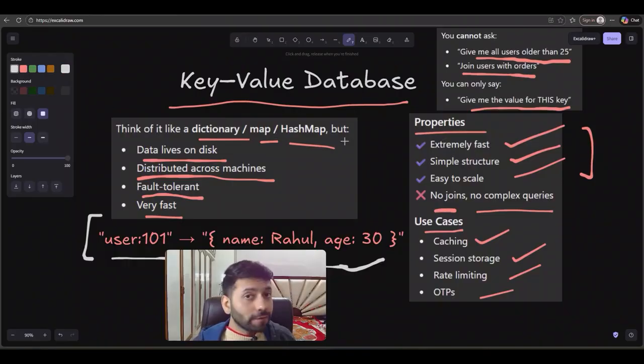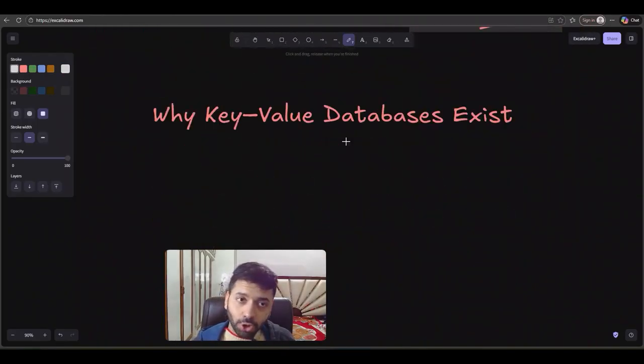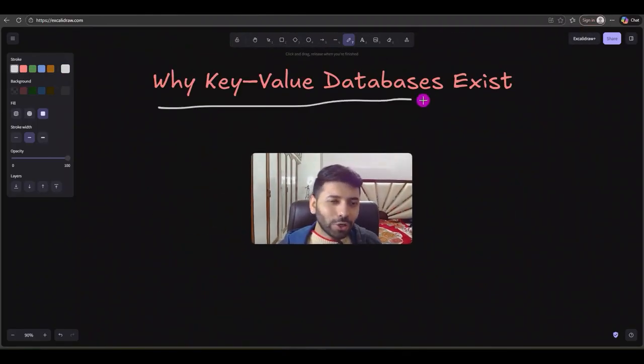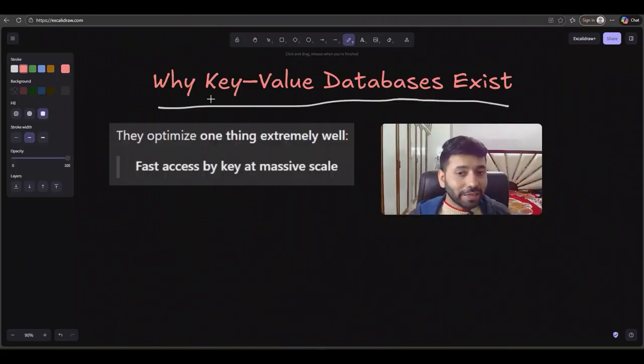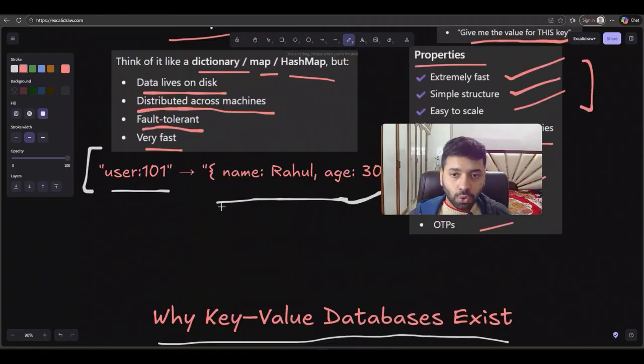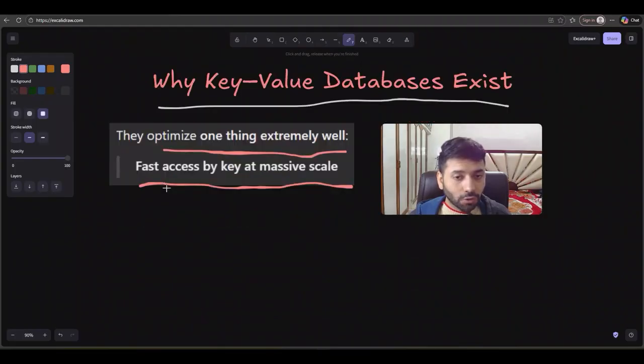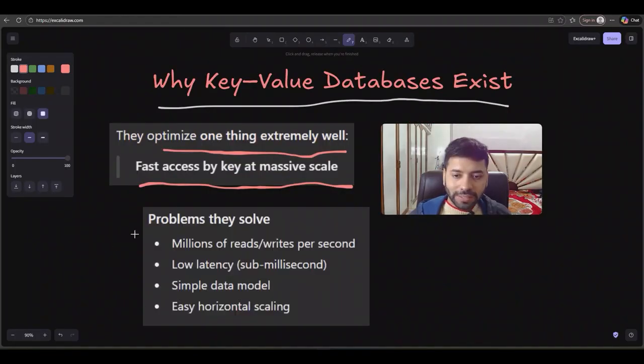Now, as we are talking about key value database, one question that may come into your mind is why key value databases exist? Basically, key value databases optimize one thing extremely well, which is fast access by key at massive scale. As it stores the data in key value format, even at scale, if you give the key, it will give you the data corresponding to that key very quickly. Okay, so that is what it is amazing at.